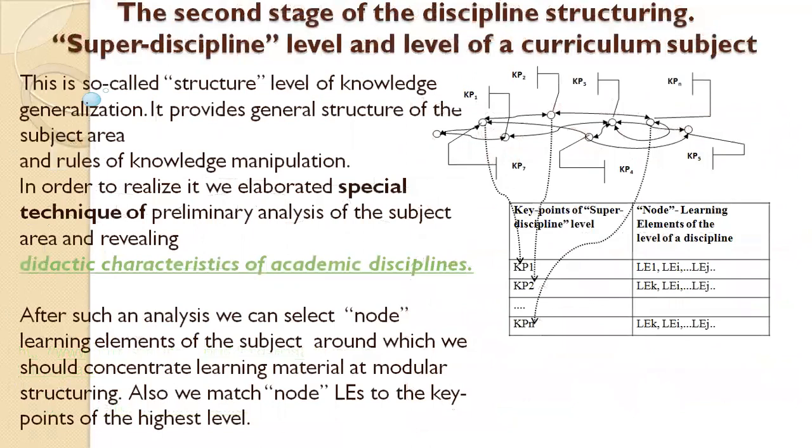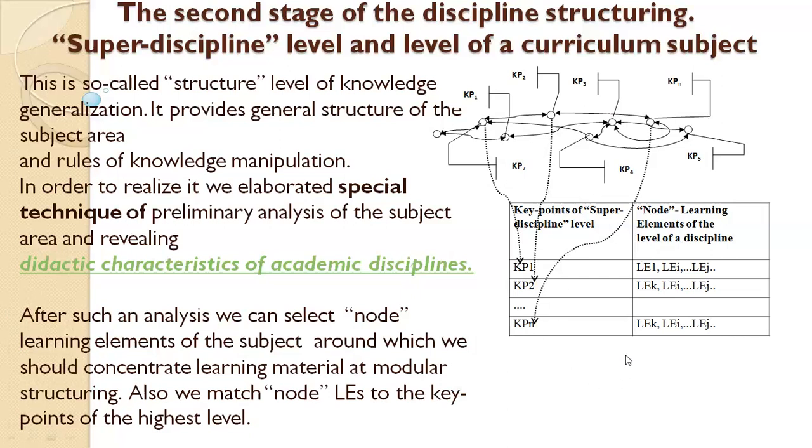On the next stage, which is so-called structure level of knowledge generalization, it is provided the general structure of the subject area and the rules of knowledge manipulation. In order to realize them, we elaborated special technique of preliminary analysis of the subject area and revealed so-called didactic characteristics of academic disciplines. After such an analysis, we could select node learning elements of the subject, and we grouped them around the key points of super discipline level.